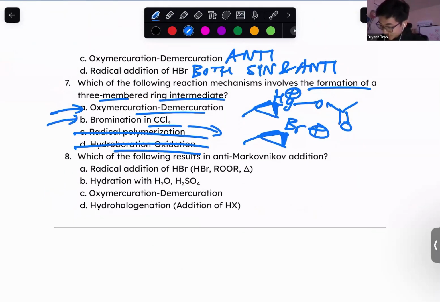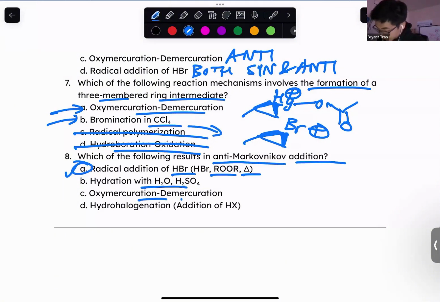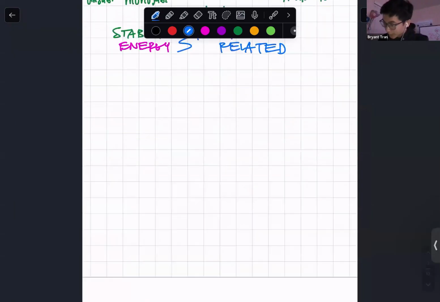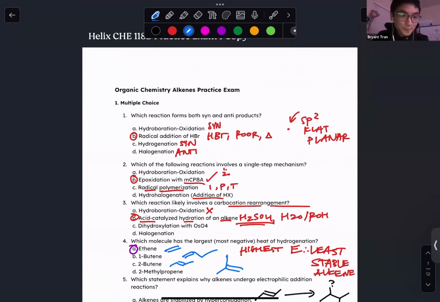Okay, next question. Which of the following results in an anti-Markovnikov addition? Radical addition of HBr, that's the one with the ROOR. That's going to be the answer there. Hydration, that's Markovnikov. Oxymercuration-demercuration, Markovnikov. Hydrohalogenation, Markovnikov. Okay. Any questions on this multiple choice section of this practice?